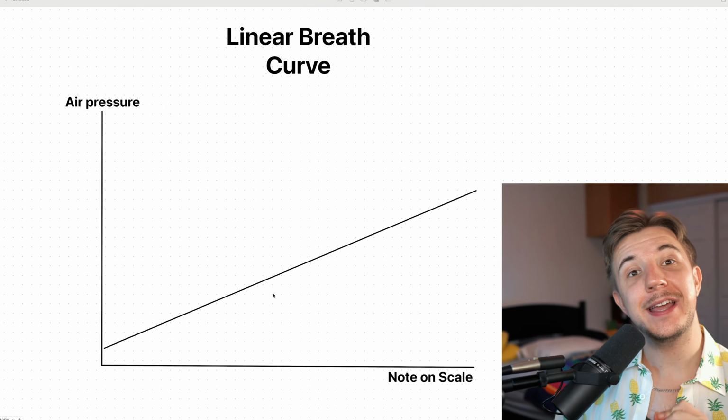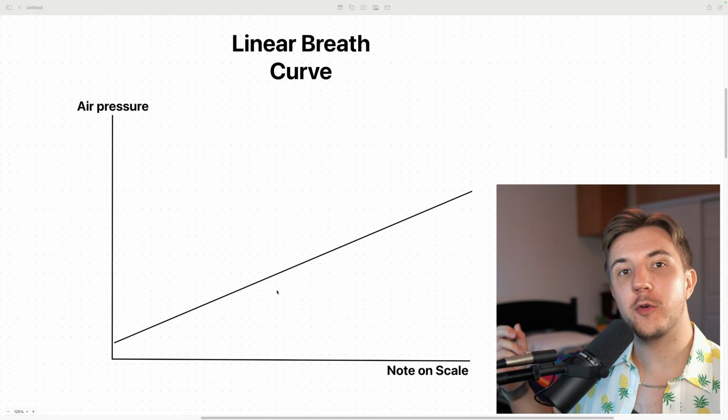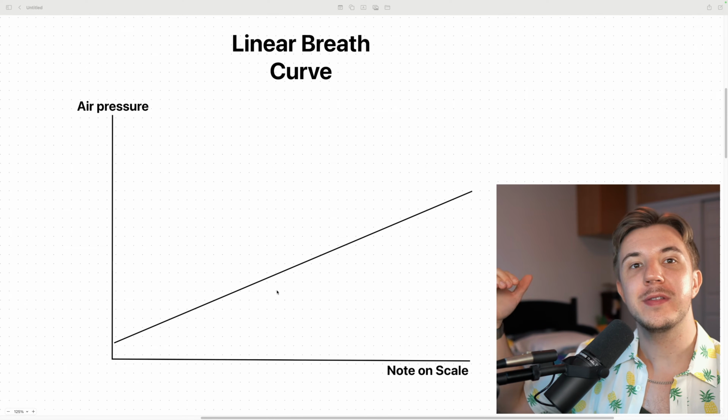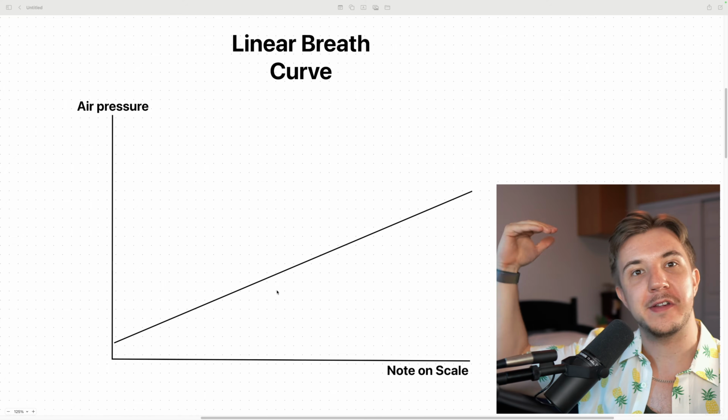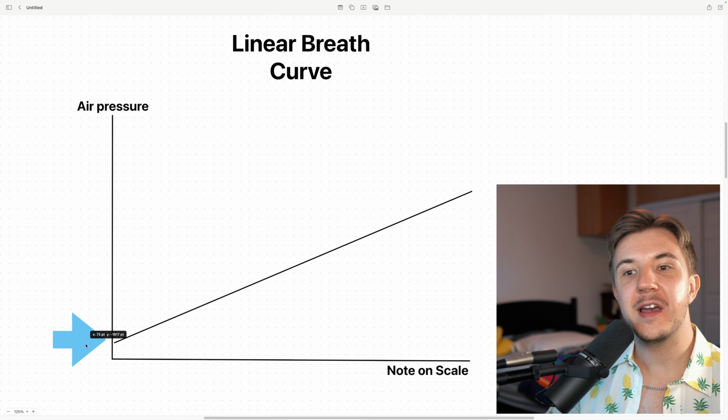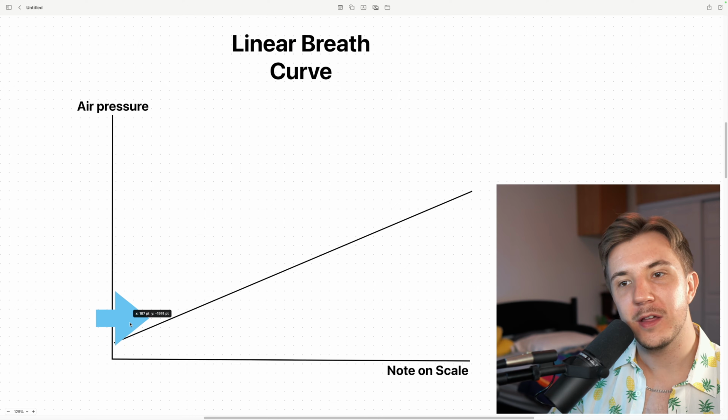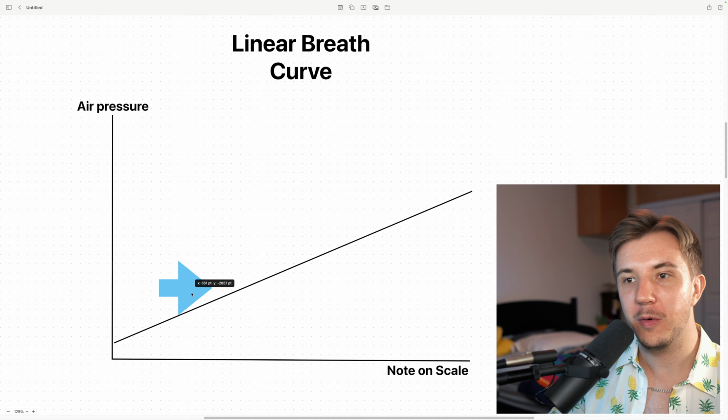First, we have the linear breath curve. A linear breath curve, or one that's very close to that, is more or less the same increments of increasing air as you ascend the scale. So let's say this is the lowest note on your scale. To go up to the next note is the same amount of air, the next note the same amount of air, and so on and so forth.